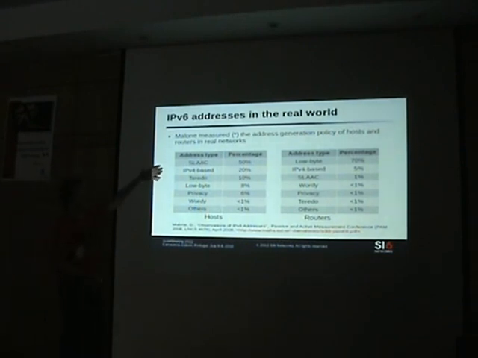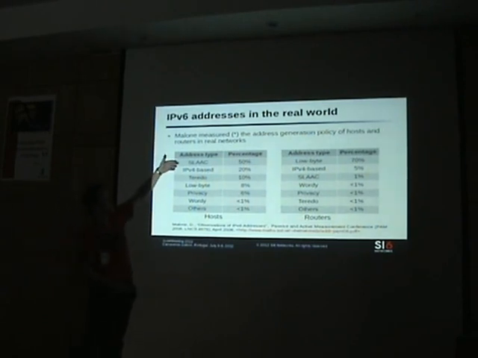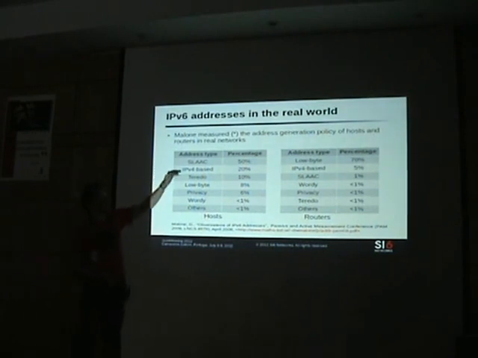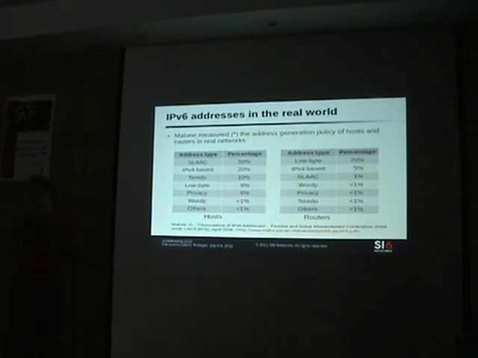These are the results that he got. For example, you can see that 50% of the addresses are SLAAC. SLAAC means that you have the MAC address embedded in the interface ID. So that's 50% of the addresses. Then you have 20% of the addresses that embed an IPv4 address. So we will see that in essentially what you do in that case, in the interface ID, you include the IPv4 address of the same interface. I will provide some examples later.